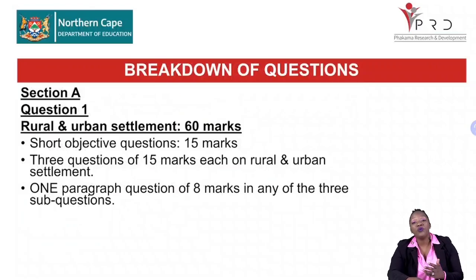And then you move to the next figures, which is your figure 1.3, 1.4 and your 1.5. Within those 3, you will have 1 paragraph question. So you will remember in your figure 1.3, 1.4, 1.5, it's whereby you will have your short as well as your medium and your high order questions.